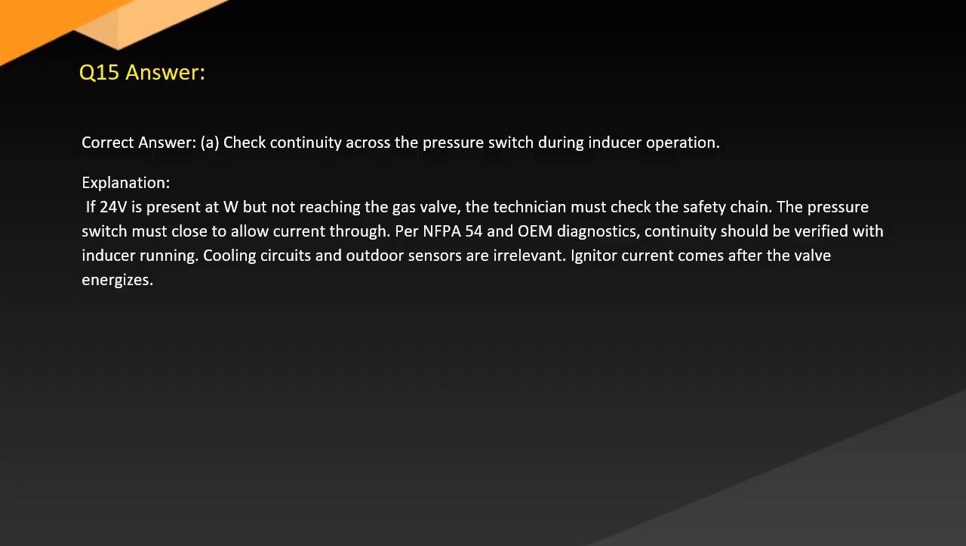Answer. Correct answer: A. Check continuity across the pressure switch during inducer operation. Explanation. If 24V is present at W but not reaching the gas valve, the technician must check the safety chain. The pressure switch must close to allow current through. Per NFPA 54 and OEM diagnostics, continuity should be verified with the inducer running. Cooling circuits and outdoor sensors are irrelevant. Ignitor current comes after the inducer energizes.